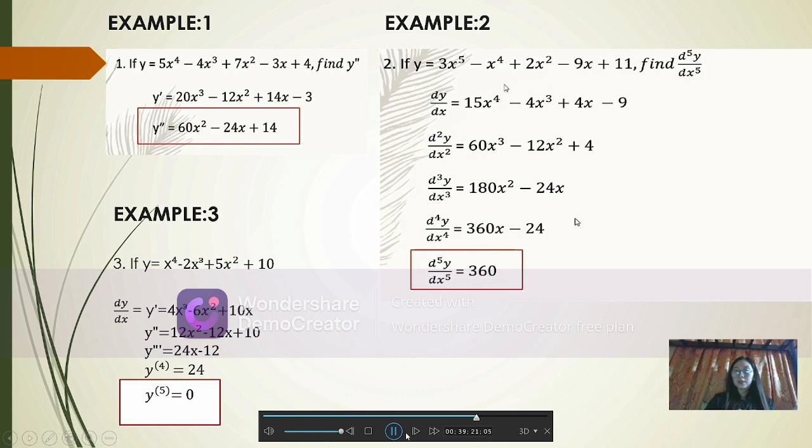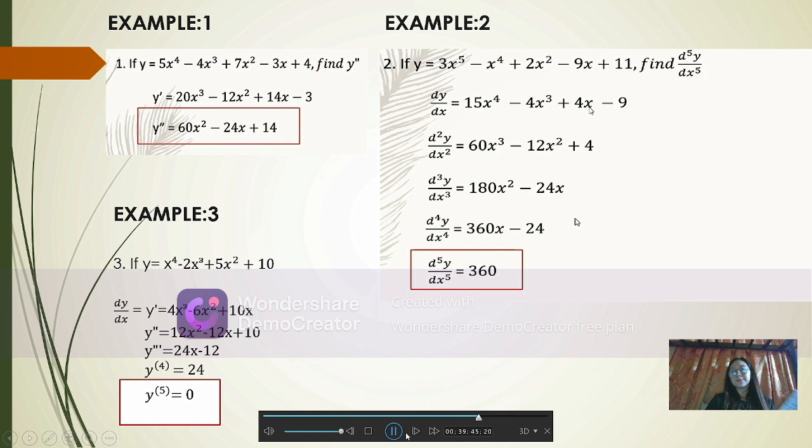Bring down natin sa baba yung 4. So, yung exponent na to, bring down natin siya sa baba. Then, x to the third power, minus 1 ulit tong 4. Kaya magiging 3. So, plus 4x. 2 times 2 is equal to 4. And, lagyan natin dito yung x. Di mawawala yun.